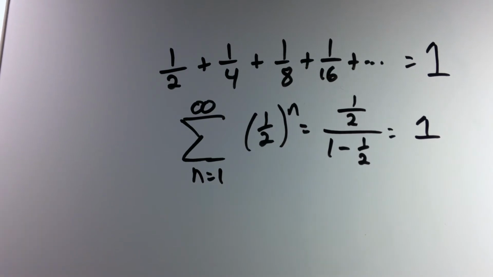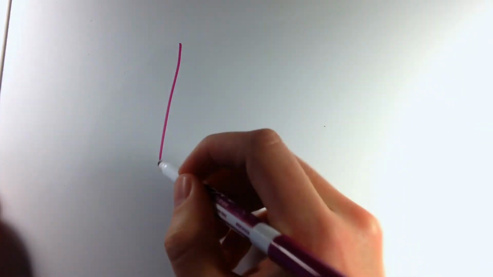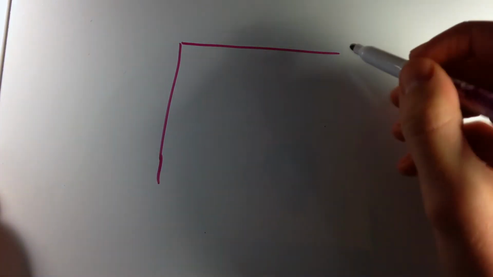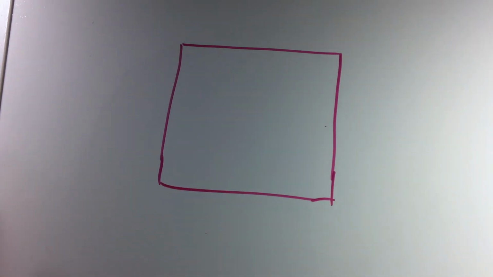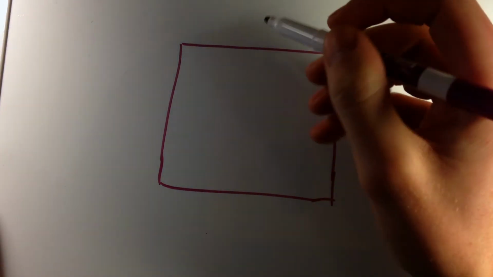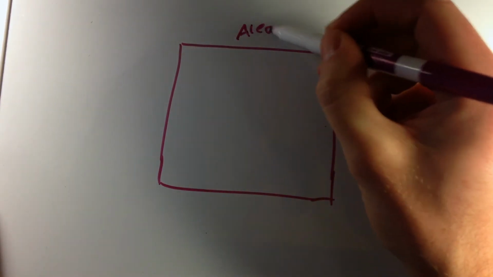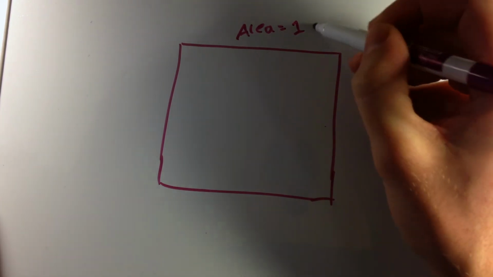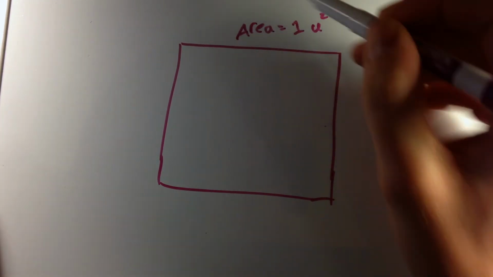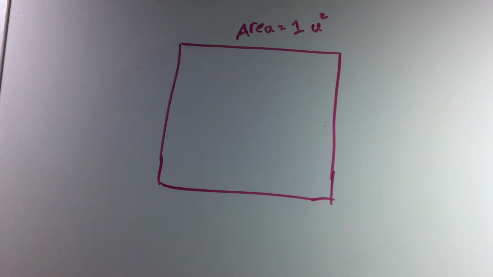Now, how can we see this visually? Well, we can see it visually with pictures. Let's say I have a basic cube. Bear with my drawings, not necessarily all cube shape. Let's say this cube has a unit of 1, an area of 1 unit squared.